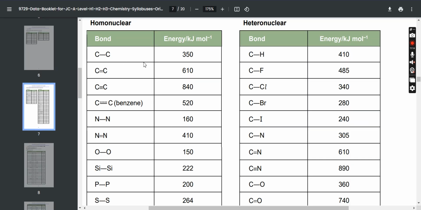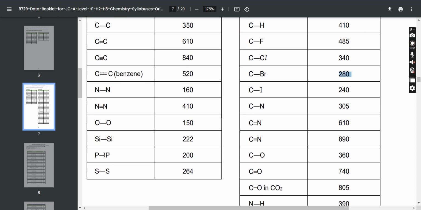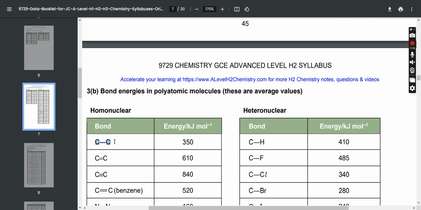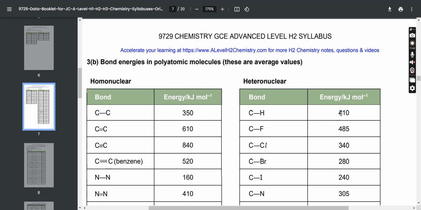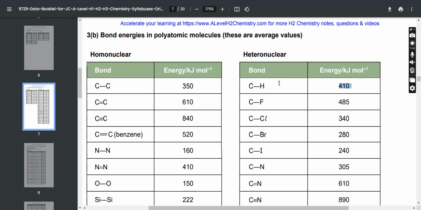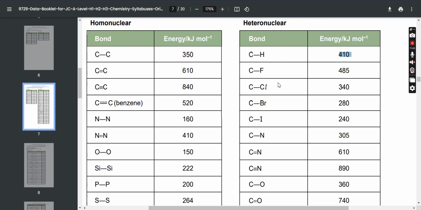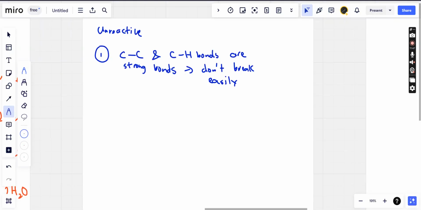So for C single bond C, the energy is 350 kilojoule to break 1 mole. Then for C-H it is 410 kilojoule per mole. But if you compare against other bonds, such as C-Cl is 340, which is lower, C-Br 280. Then compare with other groups such as P-P, Si-O, which are much lower in energy. So C-C and C-H have very high kilojoule per mole to break 1 mole of such bonds. So it does not break easily.